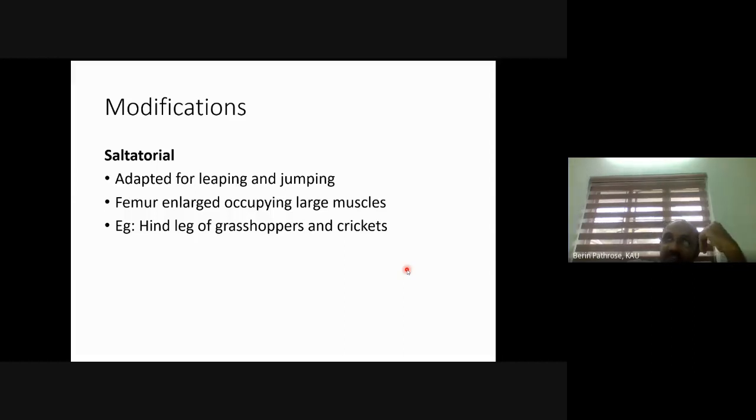So these legs are adapted for leaping and jumping.